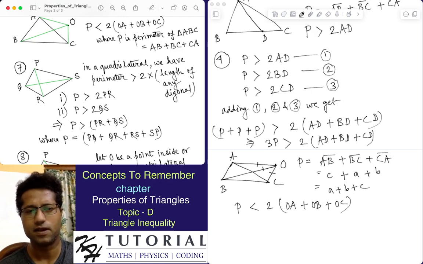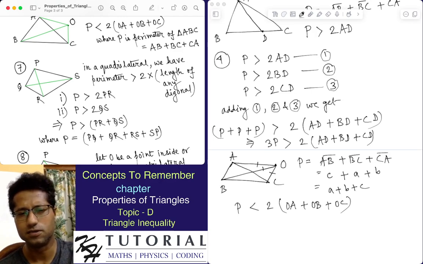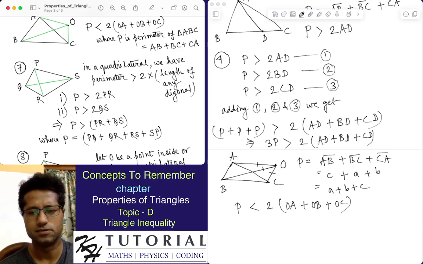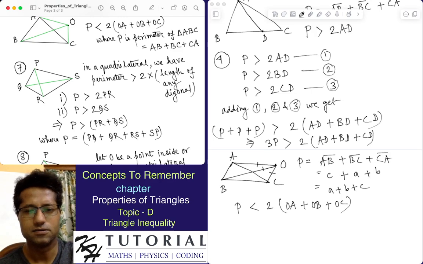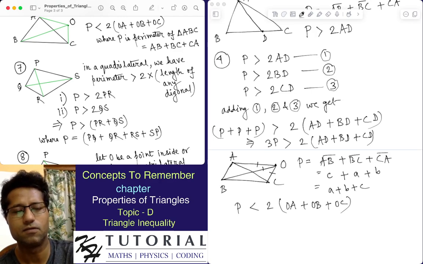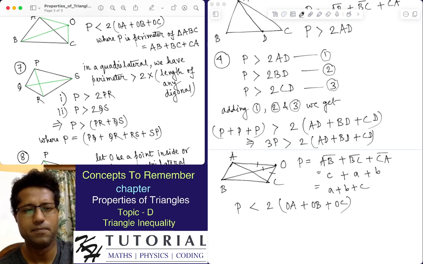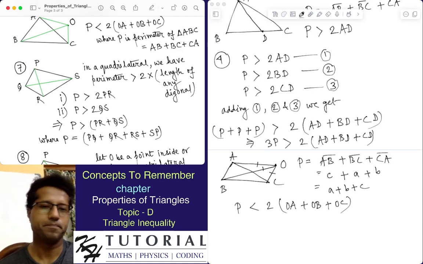Since we have two diagonals PR and QS, we will have two results: P is greater than 2PR, and P is also greater than 2QS. If you combine these two results, you get P is greater than PR plus QS. That is, the perimeter of the quadrilateral will be greater than the sum of the lengths of the diagonals. Obviously the perimeter of the quadrilateral is the sum of the lengths of its sides, that is PQ plus QR plus RS plus SP. Okay.